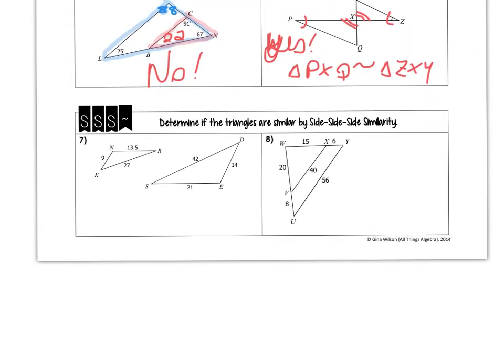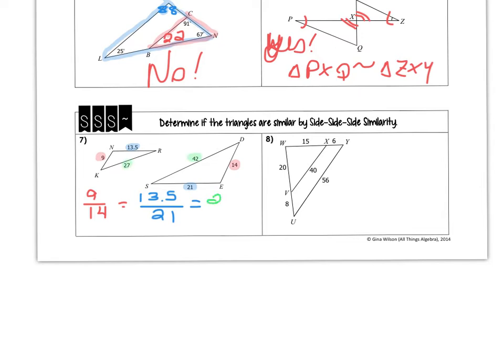So this one is side, side, side. With side, side, side, you have to prove that your proportions work. So we need to look at the proportions. One of the things you need to take a look at is the smallest side. So smallest side and smallest side. So therefore, that's a proportion. So small over 14. And then we'll go to the middle side. So this one is 13.5 and this one's 21. So small over big. And then the last one is the biggest side, which is 27 and 42.